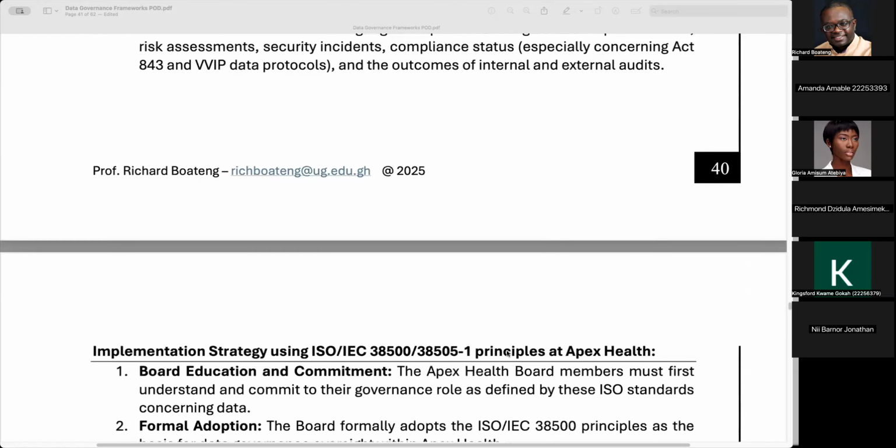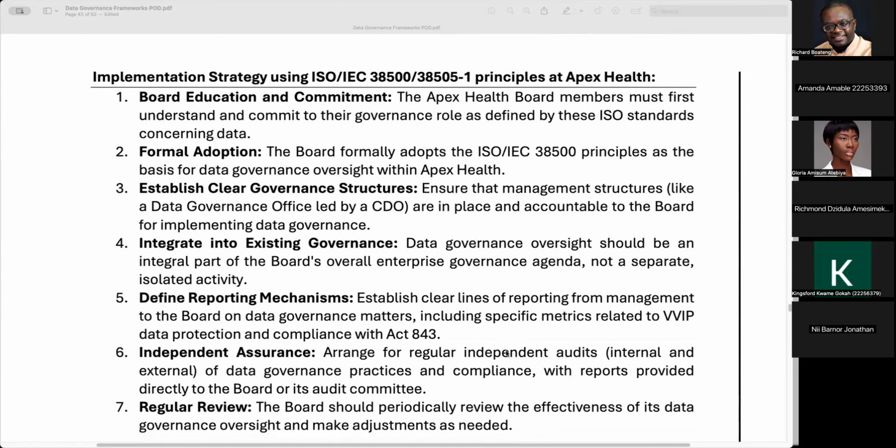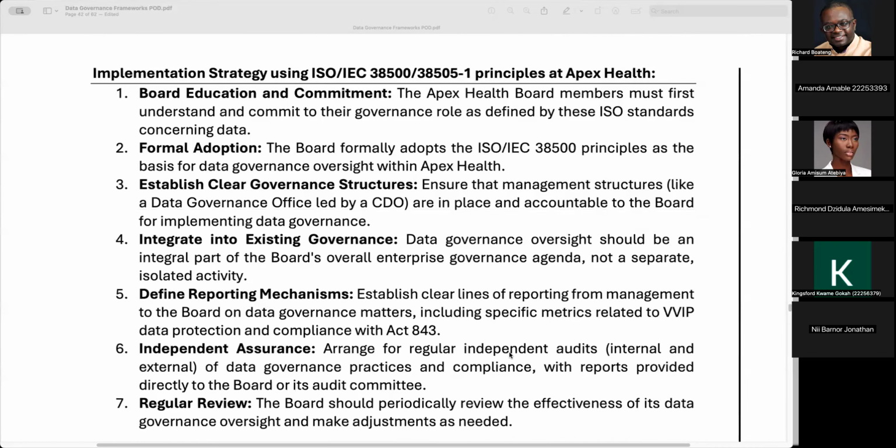So implementing ISO/IEC 38500 at Apex Health would start with educating the board and securing their commitment to actively engage in data governance. They'd need to formally adopt these principles, ensure clear governance structures are in place that are accountable up to the board, integrate data governance oversight into their existing corporate governance routines, like board meetings and committee structures, define specific reporting mechanisms, perhaps requiring certain VVIP-related data metrics to be reported directly to a dedicated board committee, like audit or risk, mandate independent assurance, like audits reporting directly to the board or its committee, and schedule regular reviews of the effectiveness of the board's own oversight activities regarding data.